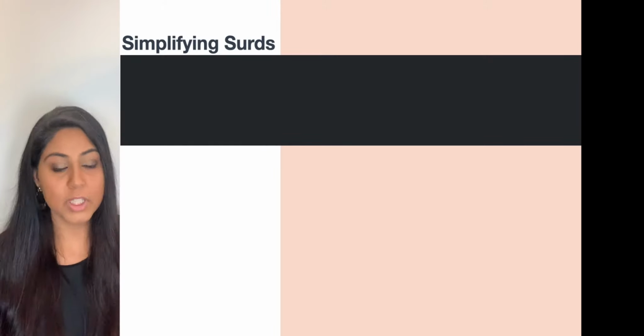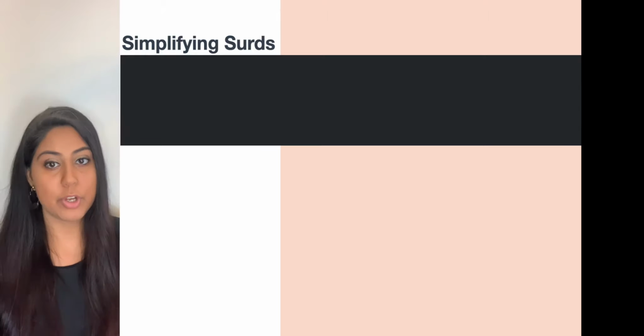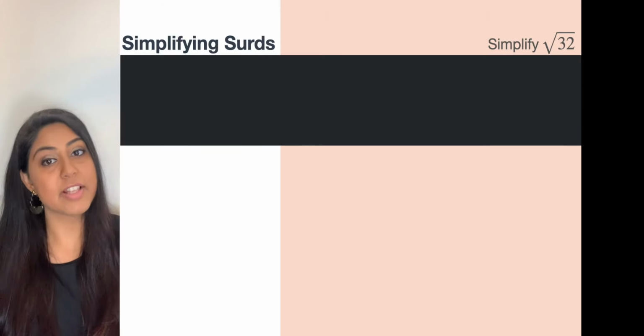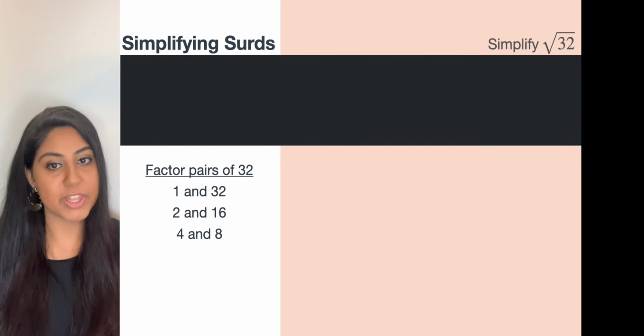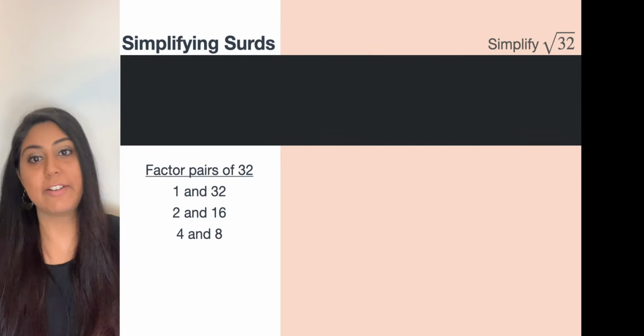So like those things could have been simplified, in this video we're going to look at simplifying surds. So we're going to take the example of the square root of 32. Now, to simplify the square root of 32, I'm going to write down all the numbers I've multiplied together to give me 32. So I've got 1 and 32, 2 and 16, 4 and 8.